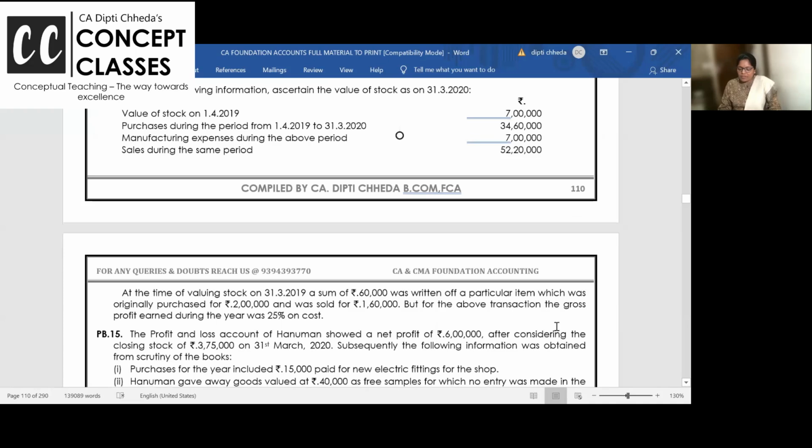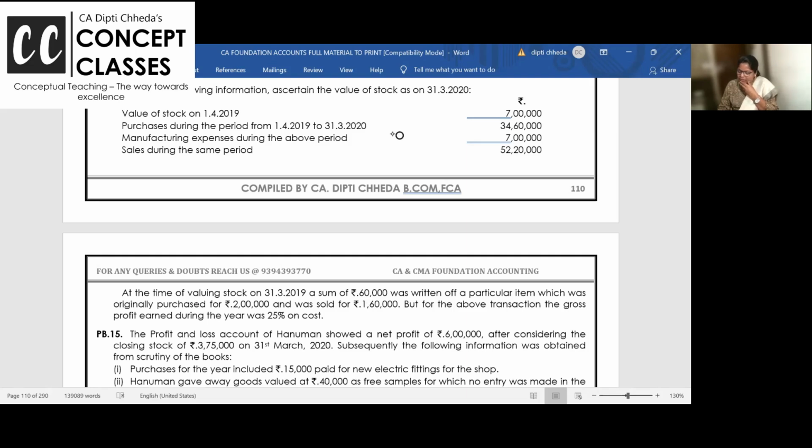Value of the stock as on 1/4/2019 is given. Purchases made is given. Manufacturing expense is given. Sales is given. At the time of valuing the closing stock on 31st March, a sum of 60,000 was written off on a particular item which was purchased for 2 lakh. Oh, this is not an inventory problem. This is that problem: remove the abnormal and you will get the normal. We have done it yesterday.